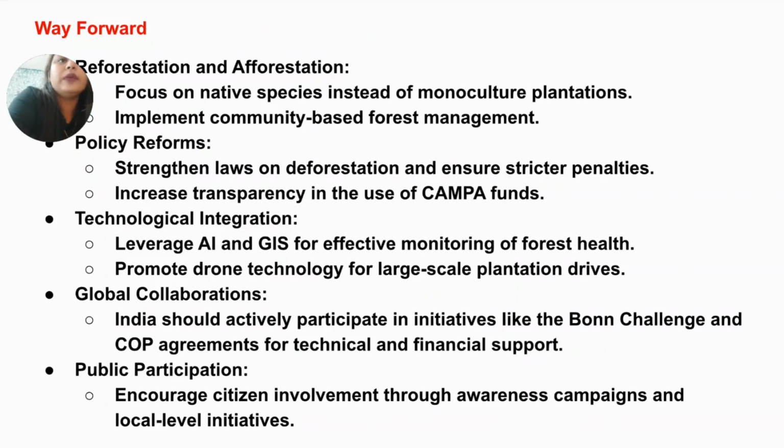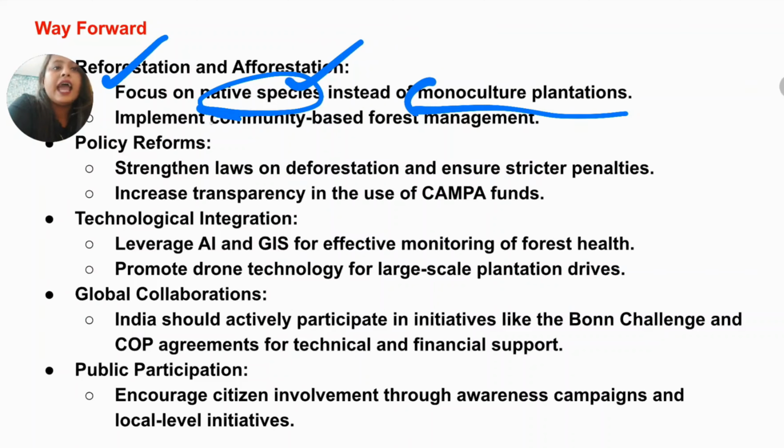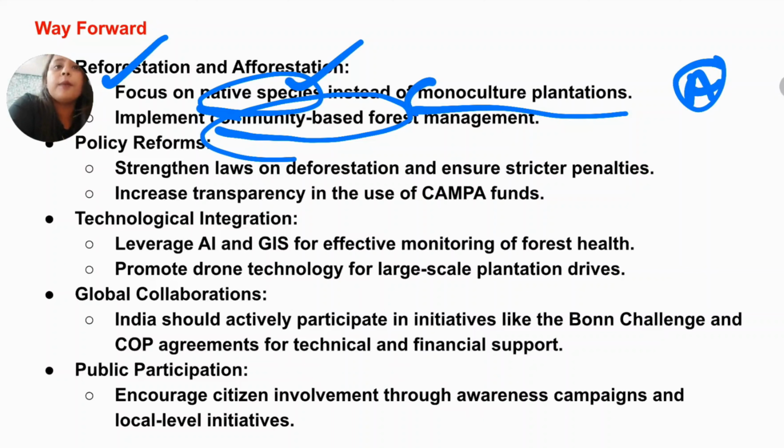So what more can be done? First of all, reforestation has to be done and afforestation has to be done. Majorly, whatever afforestation is to be done, it has to be in native species, focusing on native species instead of monoculture plantations. And we have to do this implementation through community-based forest management, not like someone who is sitting on a chair above while the ground people do not know. No, we have to involve the community as well.